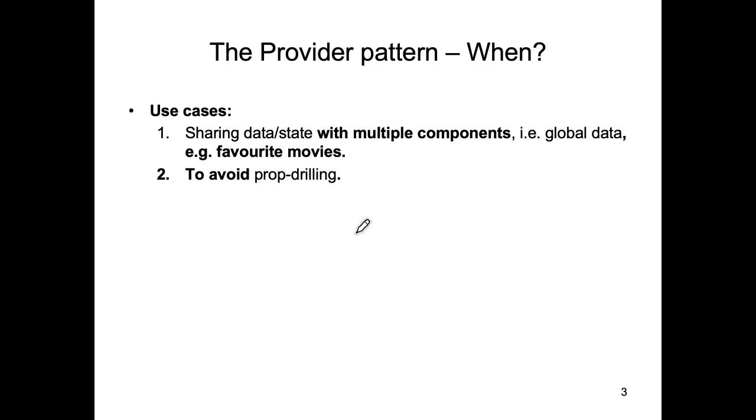So the general use case anyway is you've got some global data that you want to share across multiple components. That data will be managed by one component, but how it makes it available to those that need it is where this provider pattern comes in and where React contexts come in. That's the major use case.